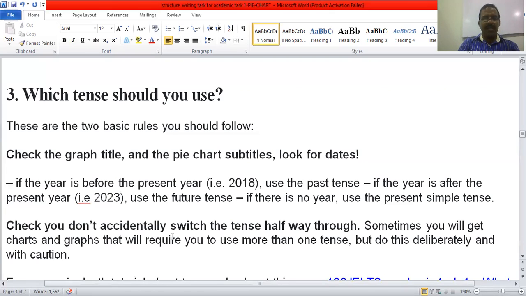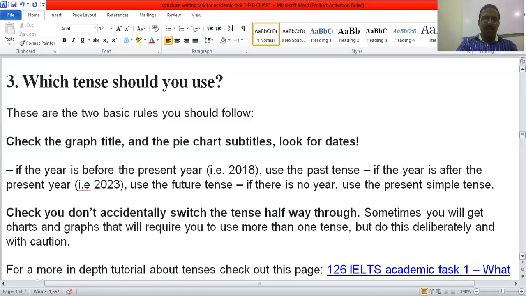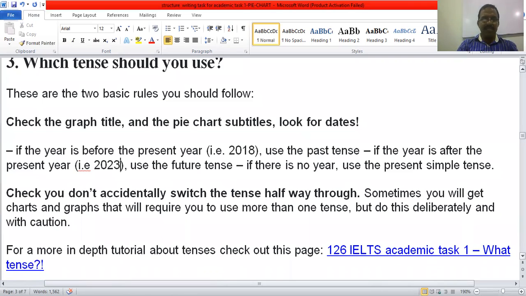Check that you don't accidentally switch the tense halfway through. This is very important: you can't change the tense in the middle. If you use the present tense and then the future, that is a wrong method. Sometimes you will get charts and graphs that require you to use more than one tense, but do this deliberately and with caution. You must be aware of when you are using the present, the past or the future.